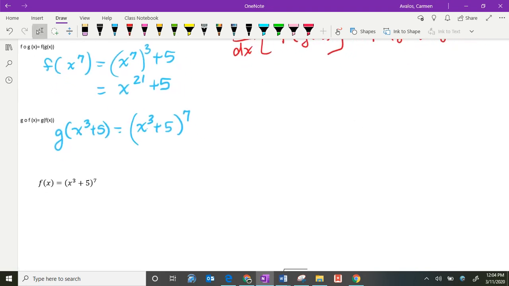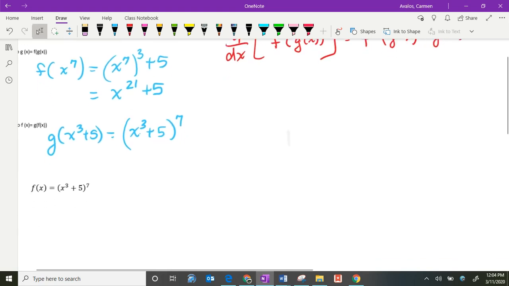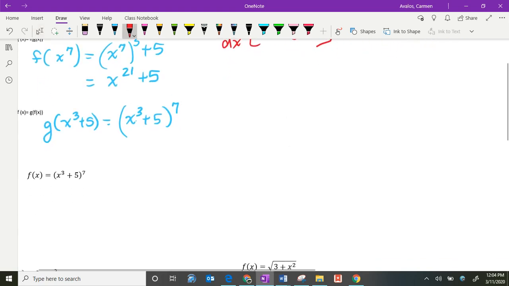So you have to recognize what is the outside function and what is the inside function. And you have to break it down into composition of functions. So we know that the outside function was x to the seventh. So that's the outside function. And the inside function is your x to the third plus 5. So we're going to take the derivative of the outside function. So f prime of x is going to be the derivative of the outside function. That's just an easy power rule. We bring down the 7 as the leading coefficient and we subtract 1 from the exponent. So that's the outside function.